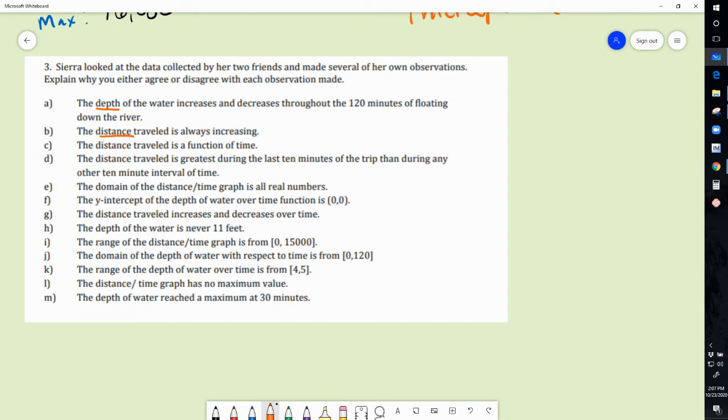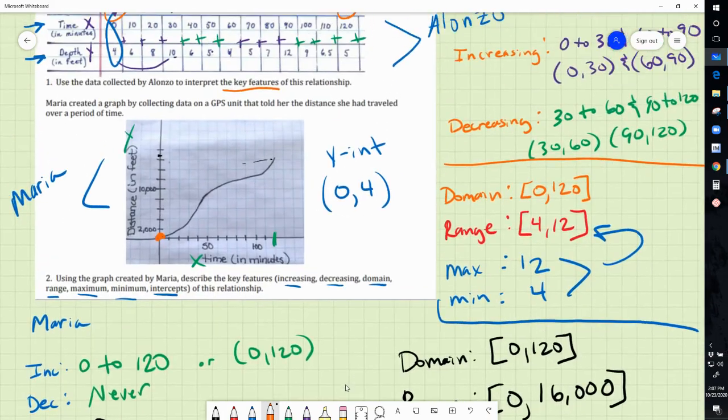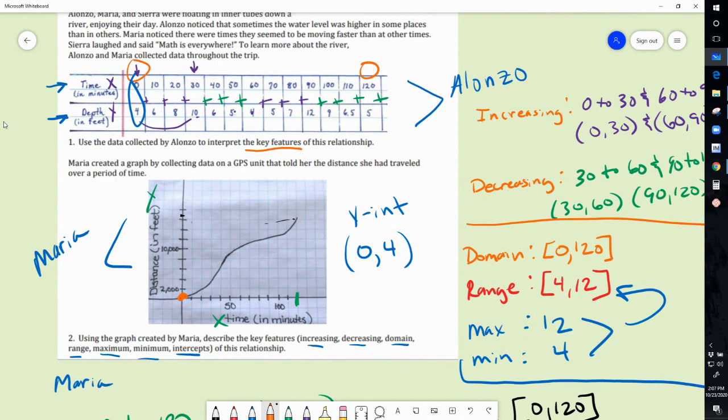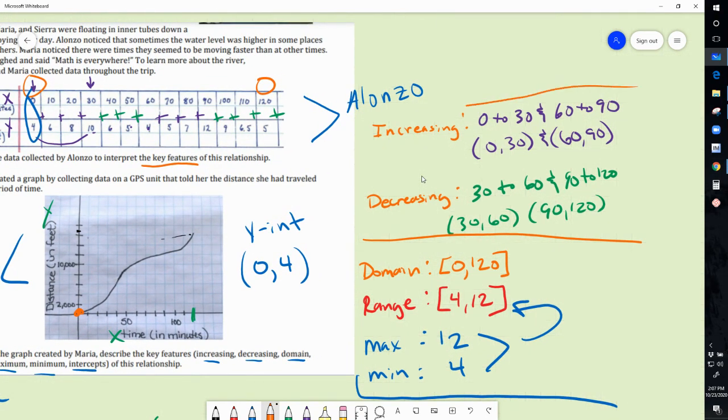Okay, so let's go ahead and just do A together. The depth of the water increases and decreases throughout the trip. So the first thing I'm going to do is look at the table. I'm going to say I agree, because as you look at the table, the y values go up, and then the y values go down. Then the y values go up, and then the y values go down. You can explain that and talk about what you wrote here for this increasing and decreasing piece. You can see that it increases and decreases throughout the entire trip. So that's what you're going to put for your answer, okay?